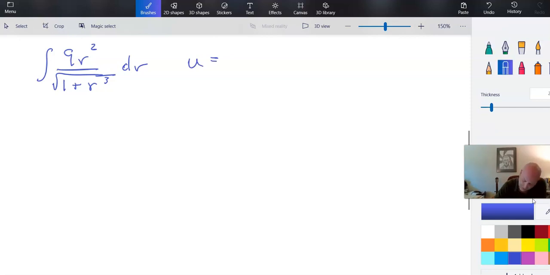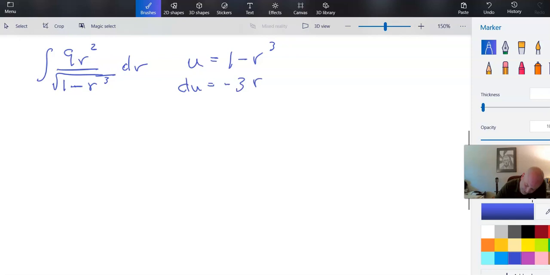Oops, I actually wrote the problem wrong. Hang on, that's supposed to be a minus. I don't want to change everything. So u is 1 minus r cubed. And so du, well, the derivative of 1 is 0. If I take the derivative of negative r cubed, I get negative 3r squared dr. Okay, so let's see what we can do with this now.